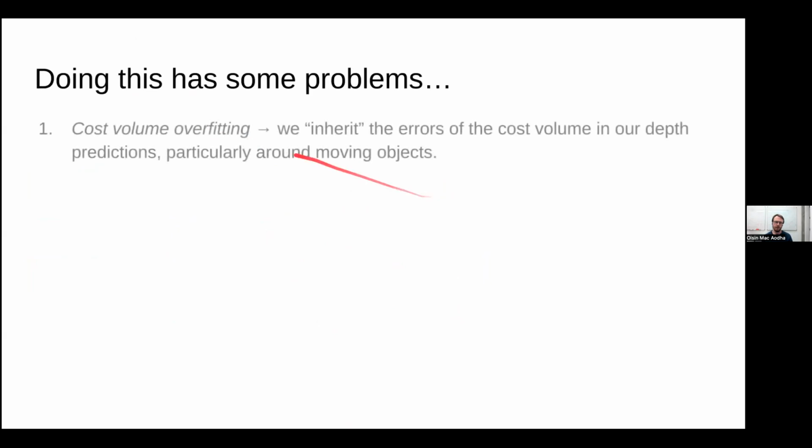What we coined the cost volume overfitting problem is that we inherit errors in the cost volume in our depth prediction. In some sense, the model learns to overly rely on these poor cost volume predictions, and as a result, they spoil the predictions of the model.